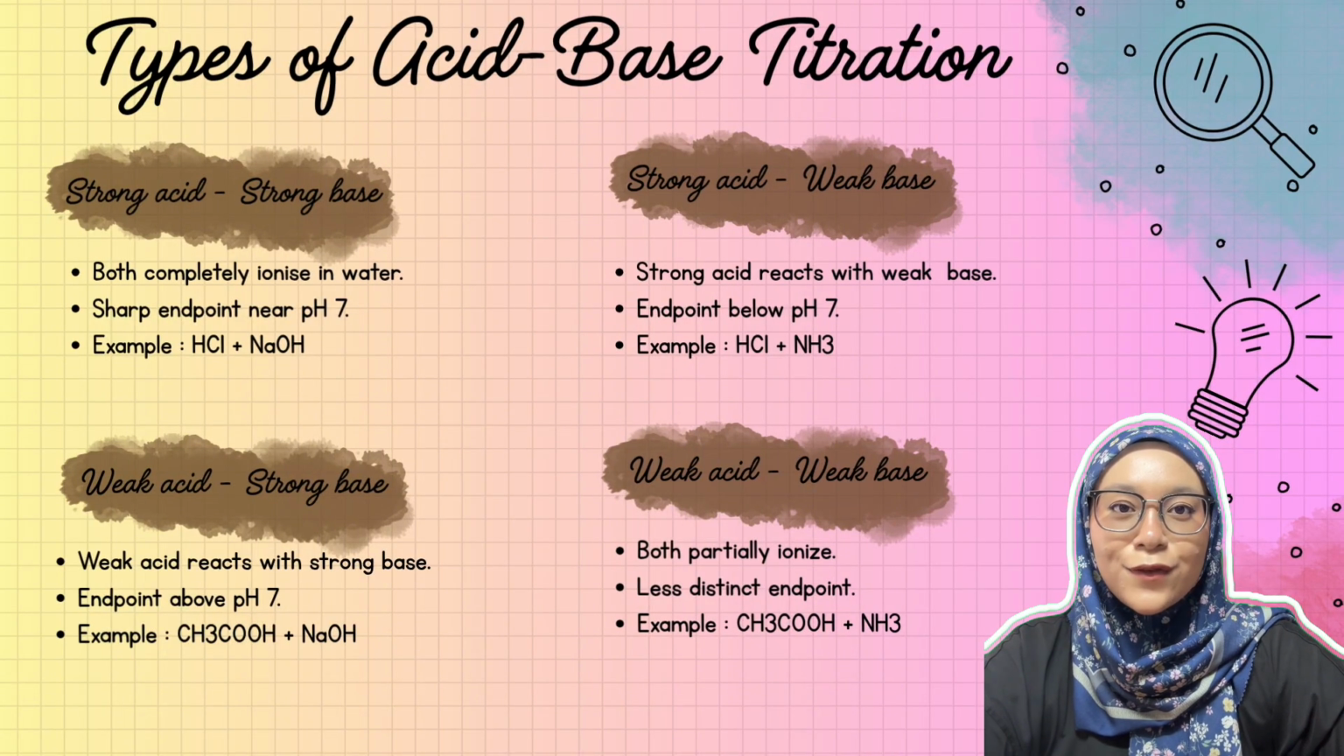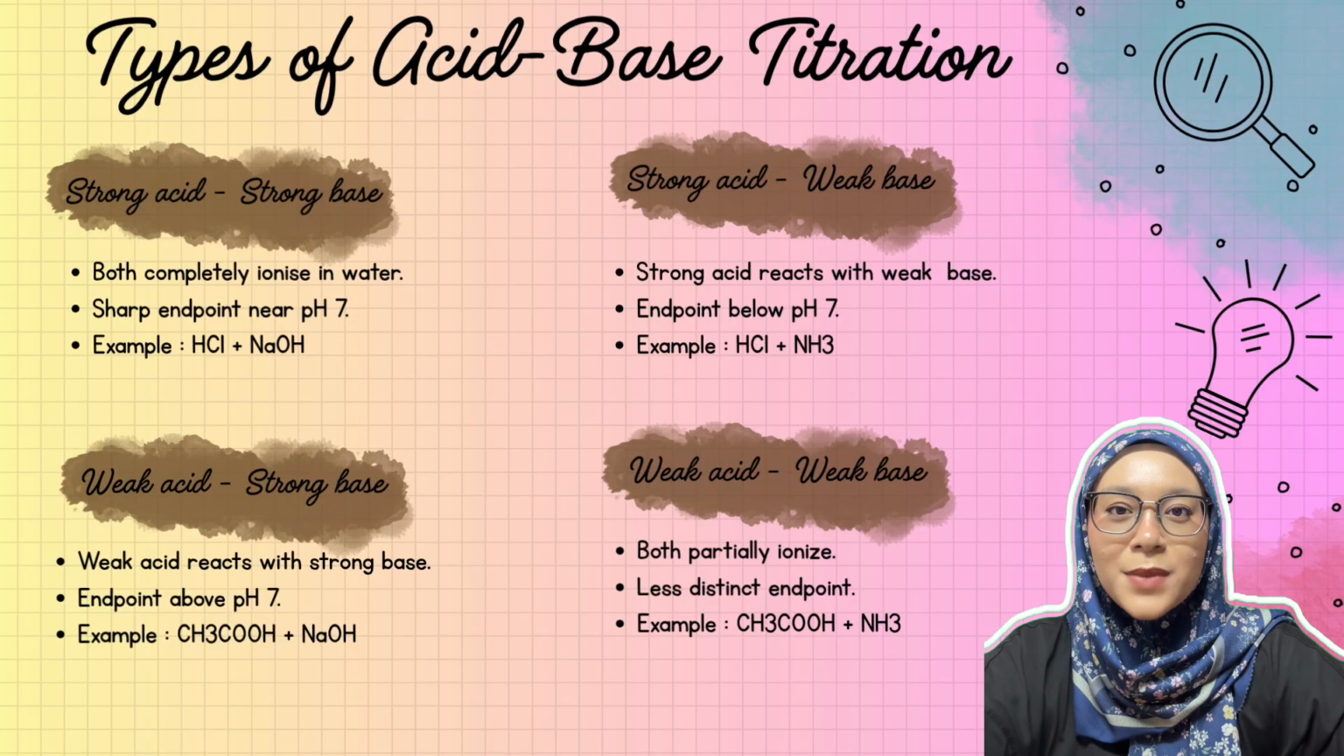Next, let's look at the four types of acid-base titration. The first type is strong acid and strong base titration. In this case, both substances completely ionize in water, producing a very sharp endpoint. A common example is hydrochloric acid, HCl, reacting with sodium hydroxide, NaOH. The second type is strong acid and weak base titration. Here, the acid is fully ionized, but the base is only partially ionized. Because of this, the endpoint occurs below pH 7. An example is HCl reacting with ammonia, NH3.